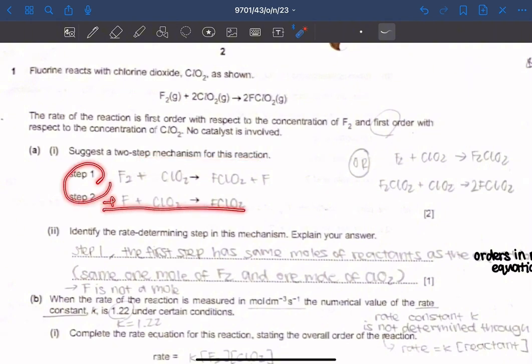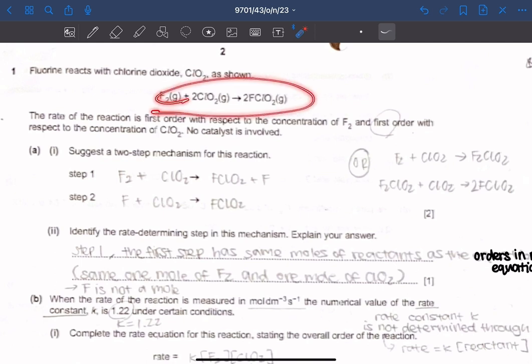So both of these steps will add up to form this equation. F2 plus ClO2 forms FClO2 plus F. You would need another FClO2 to form 2FClO2. You would not need this F since it's not present in this equation, and you would need another ClO2 molecule. So in step 2, you should write F on the reactant side to cancel out the F in step 1, plus ClO2 to add up, and FClO2 on the product side to add up.